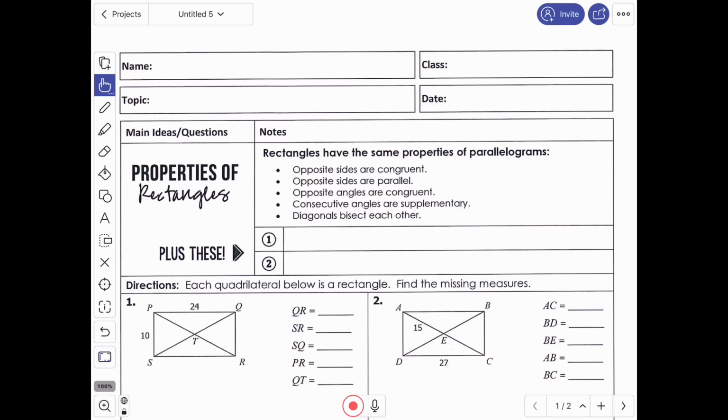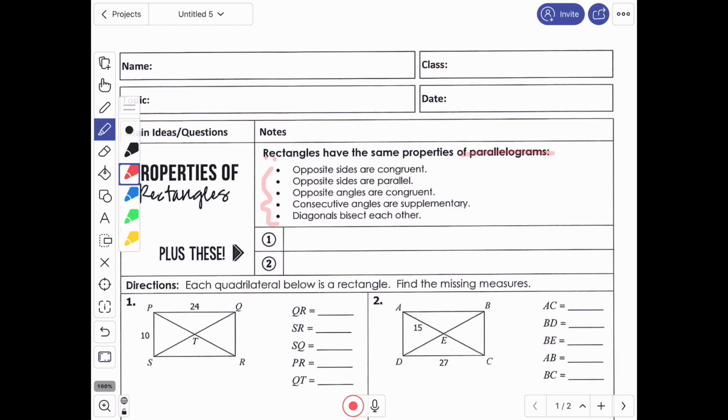But this week, we're just going to focus on a few more types of quadrilaterals. So we're going to start with rectangles, and then we'll get into some squares and rhombi later throughout the week. So starting off with rectangles, we have some more properties that deal with rectangles. But first, we still have to remember all those parallelogram properties because rectangles have all those same properties as well.